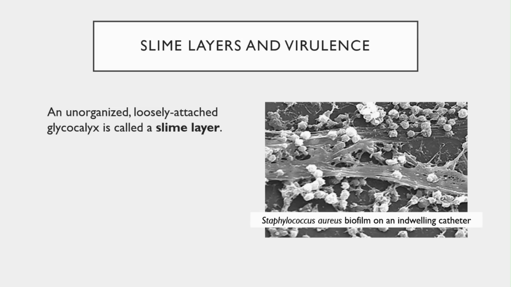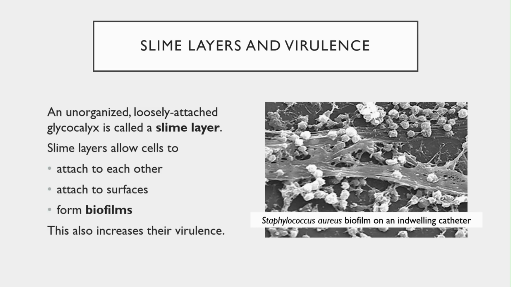This is an image of a slime layer. You can see it as this mesh network that is very loosely bound around the cell wall. The slime layer is a crucial binding agent for biofilms. About 90% of bacterial cells in nature exist in biofilms, so its structure and development is important to understand. This allows the cells in the slime layer to attach to each other and surfaces to form biofilms, and also increases their virulence by protecting them from removal or digestion or attack by our immune system.